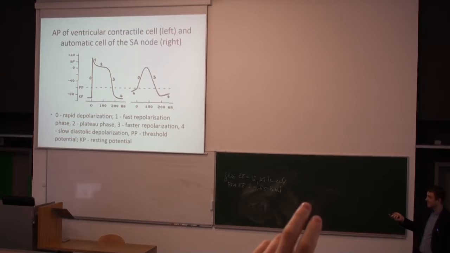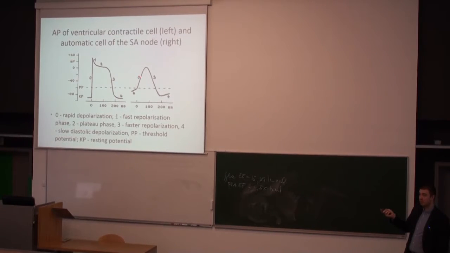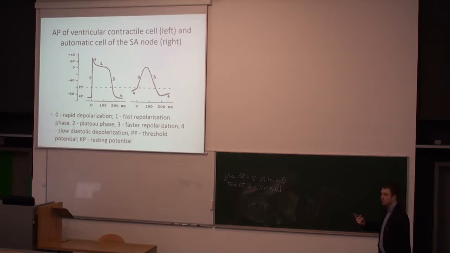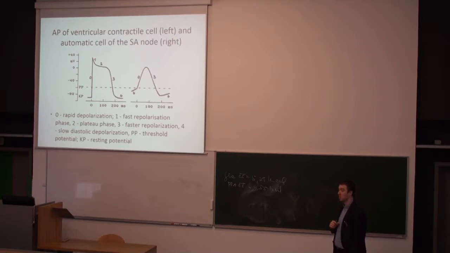Here, the contractile cell waits for the new signal, starting at the sinoatrial node, going through the whole conducting system of the heart to the Purkinje fibers, giving the new signal for the contractile cells for the new depolarization.